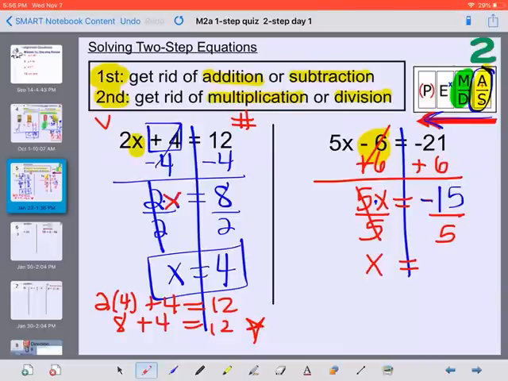5 over 5 is just 1, so 1x. And I know my answer is going to be a negative. 15 divided by 5 is 3. 5 goes into 15 3 times. Again, if you want to plug it in here to check your answer, you can.